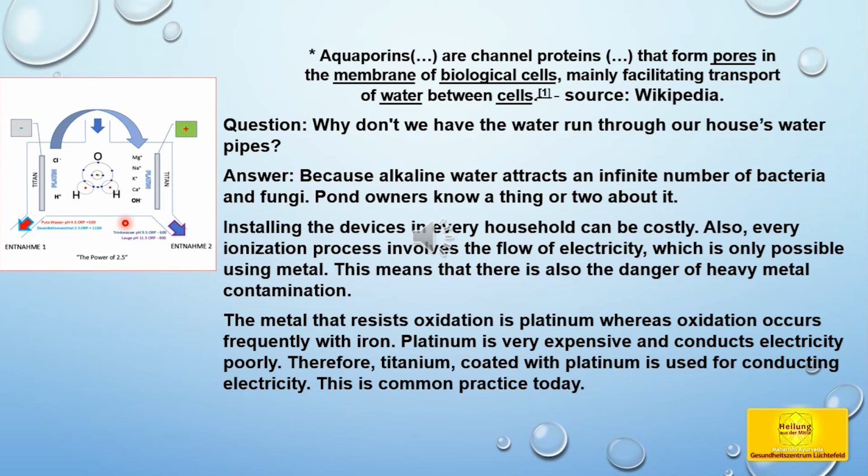Installing the devices in every household can be costly. Also, every ionization process involves the flow of electricity, which is only possible using metal. This means that there is also the danger of heavy metal contamination. The metal that resists oxidation is platinum, whereas oxidation occurs frequently with iron. Platinum is very expensive and conducts electricity poorly. Therefore, titanium coated with platinum is used for conducting electricity. This is common practice today.